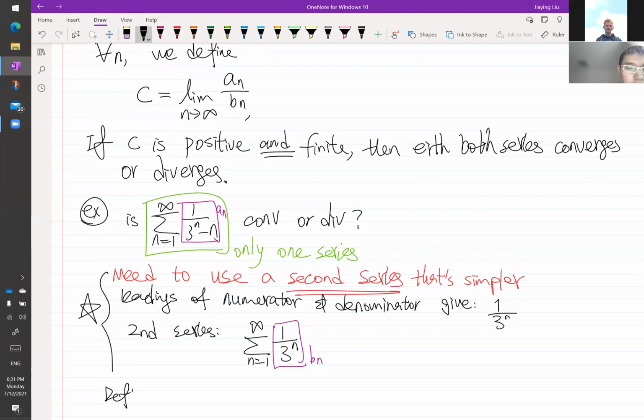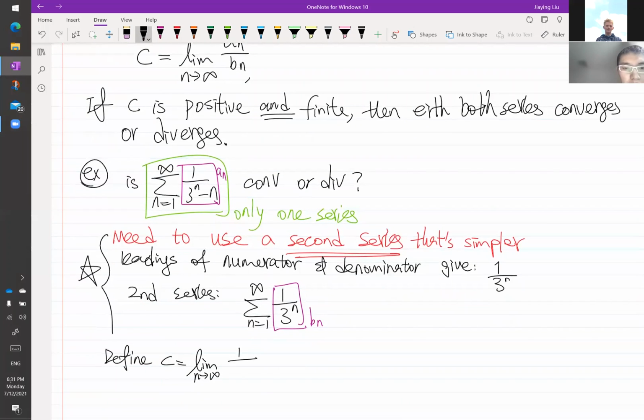So now we just follow what the test says. We need to define a constant C that will be the limit as n goes to infinity of the ratio of a_n to b_n. So that's 1 over 3^n minus n. Oh, I probably didn't do it right.